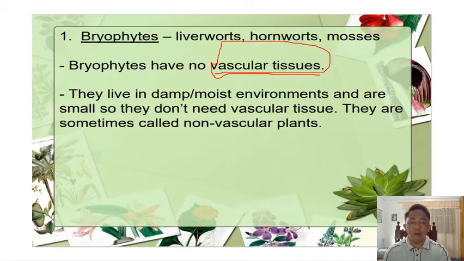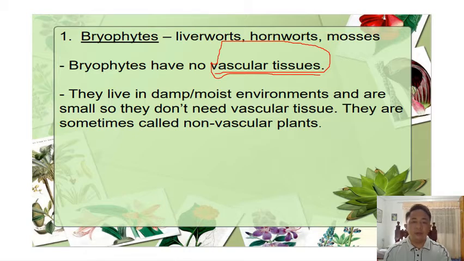If you can still recall in your previous lessons in biology, a plant contains a vascular tissue which is responsible for the transport of nutrients coming from the soil as well as water. And then other vascular tissues are responsible for transferring nutrients that are produced during photosynthesis. Now, with regards to your bryophytes, they do not have this kind of plant tissue, the vascular tissue.